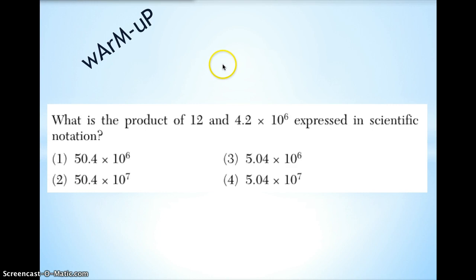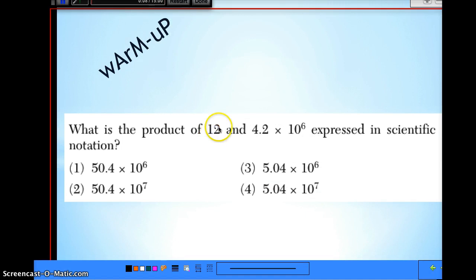Okay guys, this is 7.4. It says, what is the product of 12 and 4.2 expressed in scientific notation? Really what you want to do is multiply your 12 and your 4.2 first, which will give you 50.4, and then times 10 to the 6th power. Notice that that's actually one of the answers.